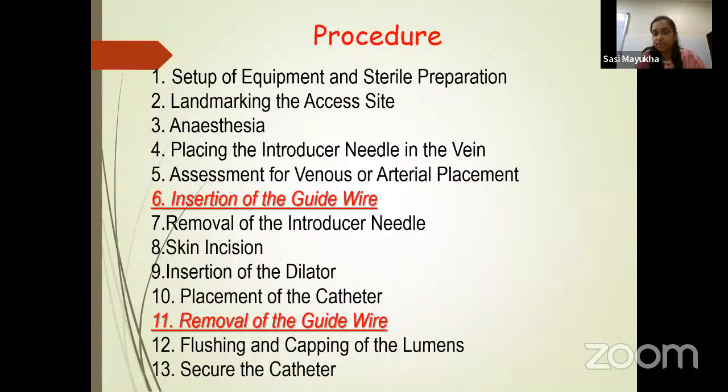So what is the procedure which we do? First, as I was telling you in the previous slides, the sterile preparation and the landmarking of the access site. Next is the anesthesia. If the patient is on a ventilator and already on sedation, we can directly go ahead and place the line. In case the patient is awake and conscious, before doing all this, we have to explain to the attenders, get consent for the central line access, and then explain to the patient before we move on to the procedure.